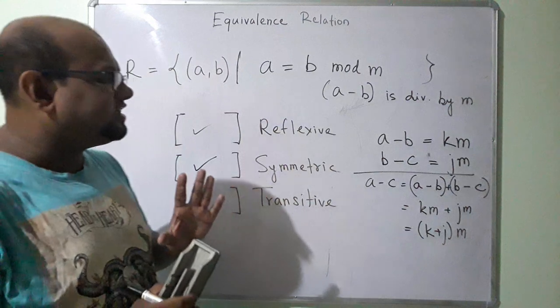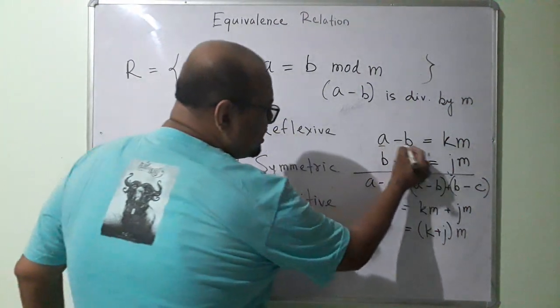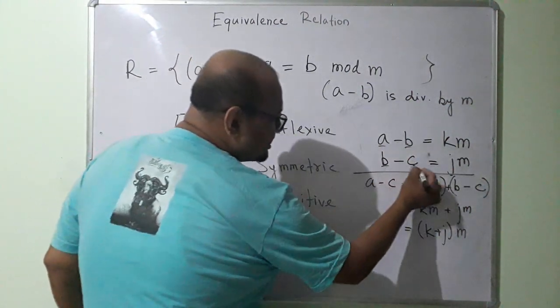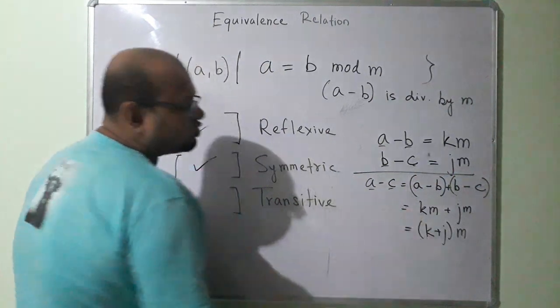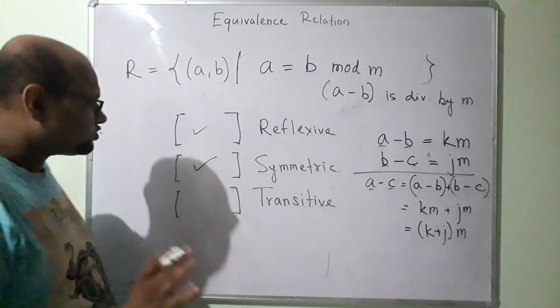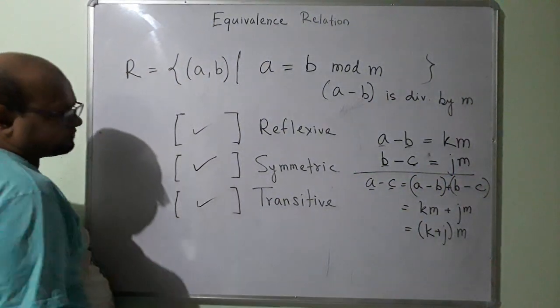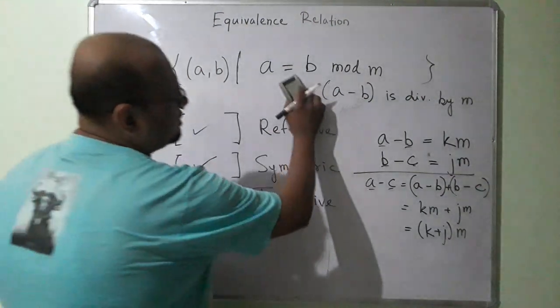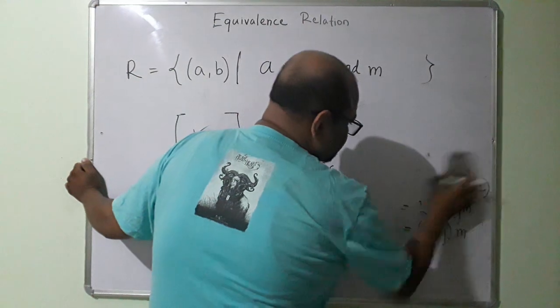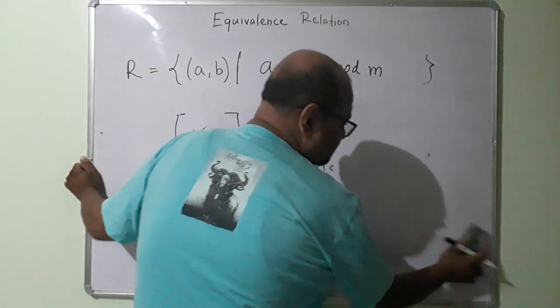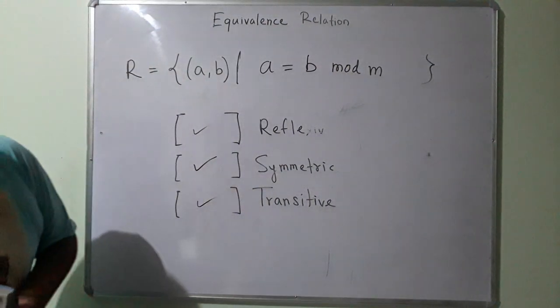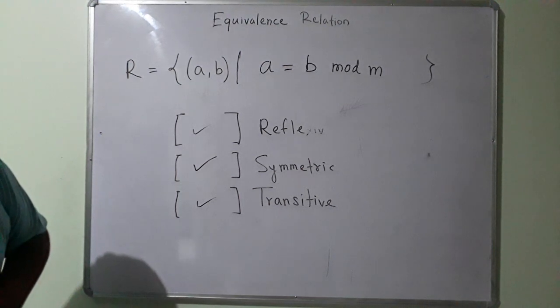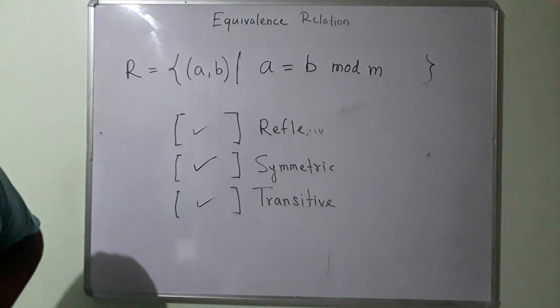So what have I seen here? I have seen that if AB is in the relation and BC is in the relation, then AC is also in the relation. Okay. So that means this is transitive. Alright. So this is also an equivalence relation.